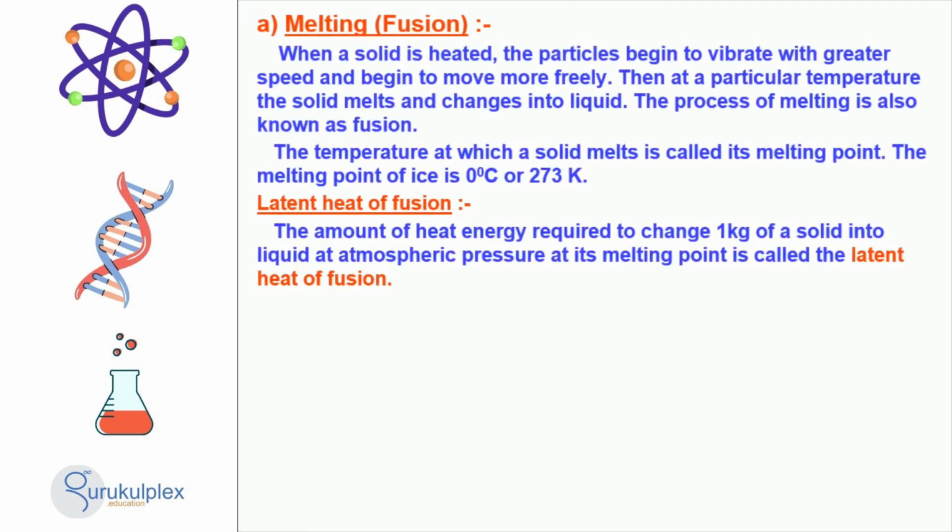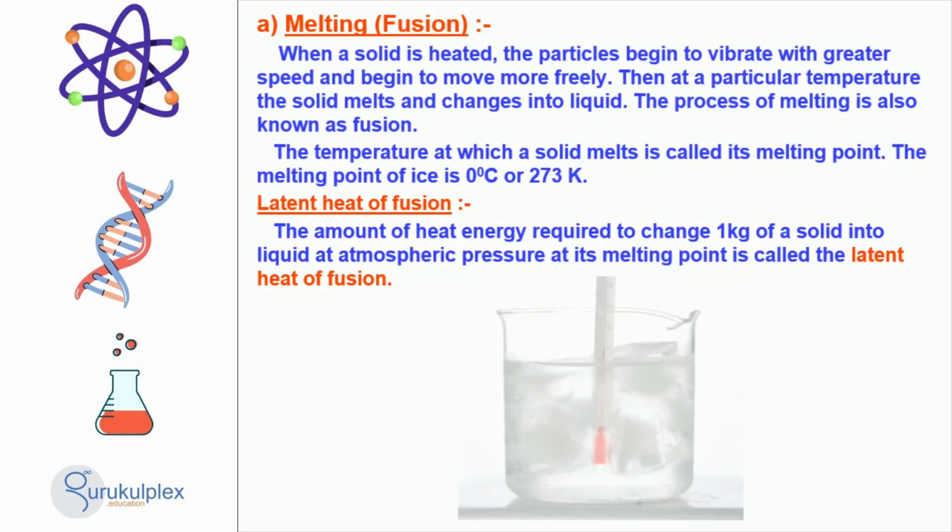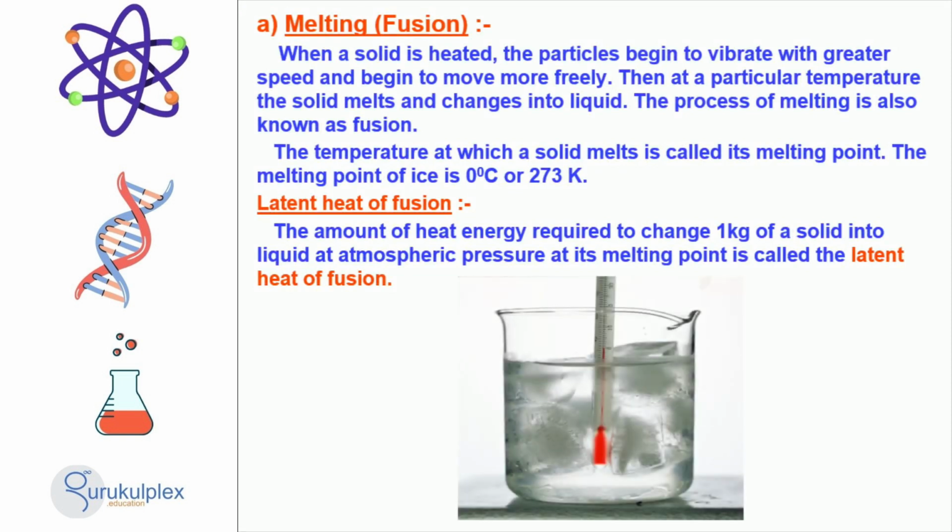When a solid is heated, its particles start to vibrate with greater speed and have the ability to move more freely. When the temperature reaches a certain point, the solid will melt and change into a liquid, referred to as fusion. The temperature at which this occurs is known as the melting point. For example, ice has a melting point of 0 degrees Celsius or 273 K.